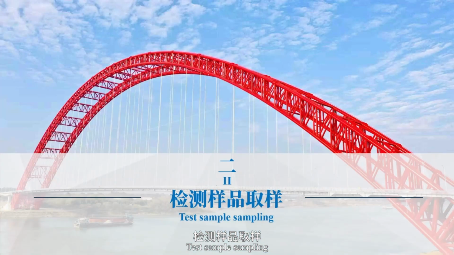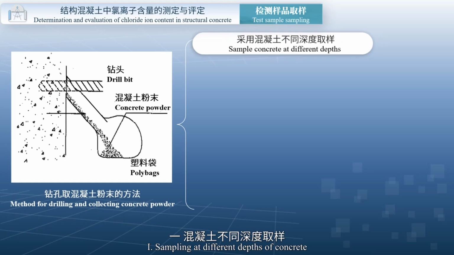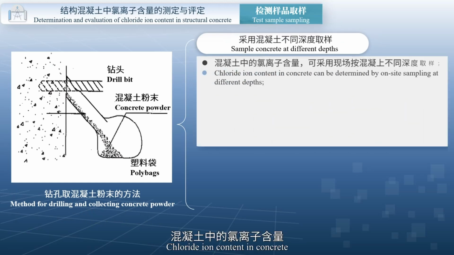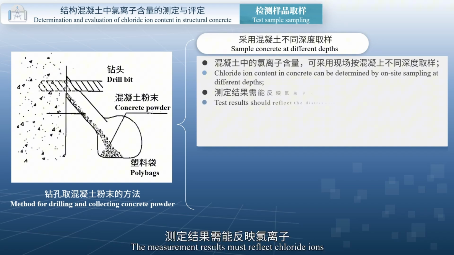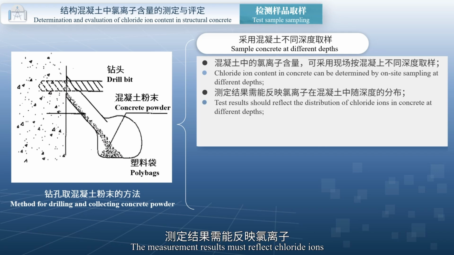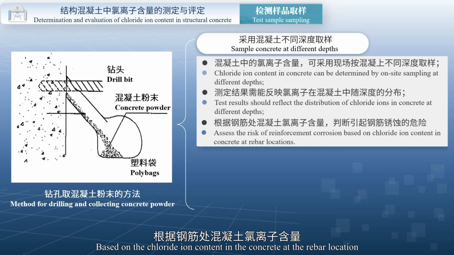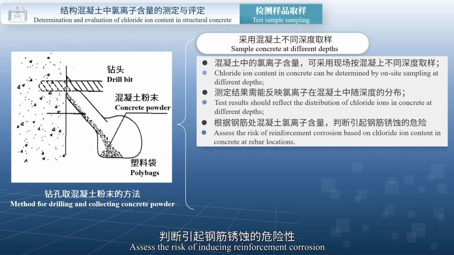Test sample sampling. First, sampling at different depths of concrete. On-site sampling at different concrete depths can be adopted for chloride ion content in concrete. The measurement results must reflect the chloride ion distribution at different depths in concrete, based on the chloride ion content in the concrete at the rebar location, to assess the risk of inducing reinforcement corrosion.